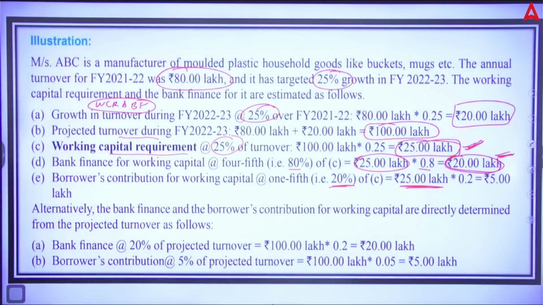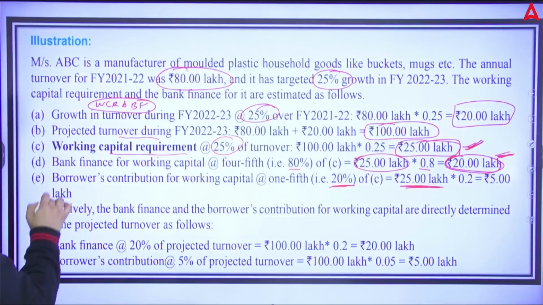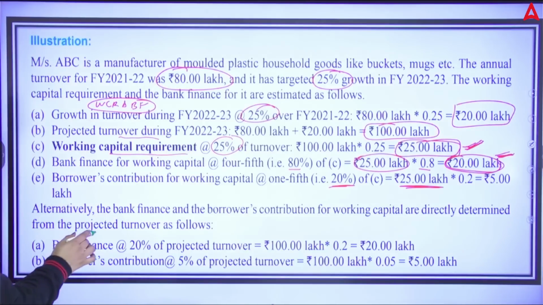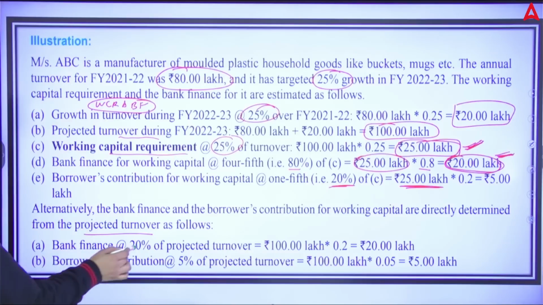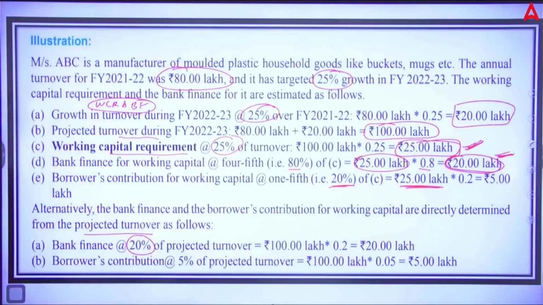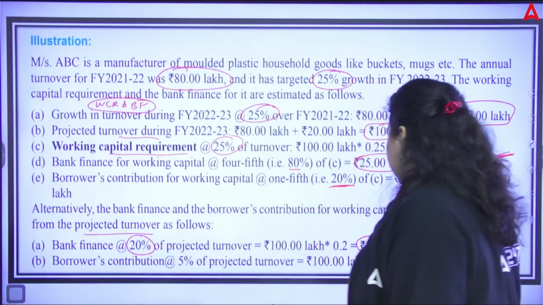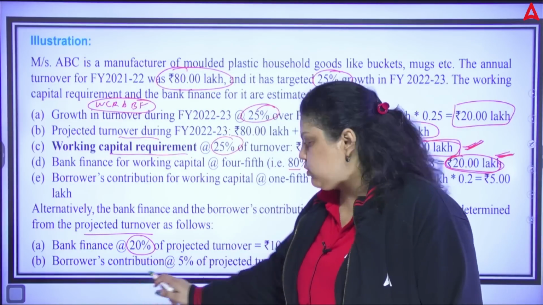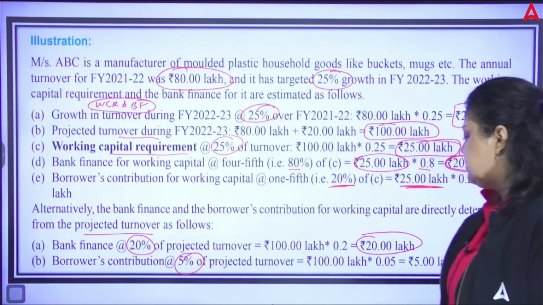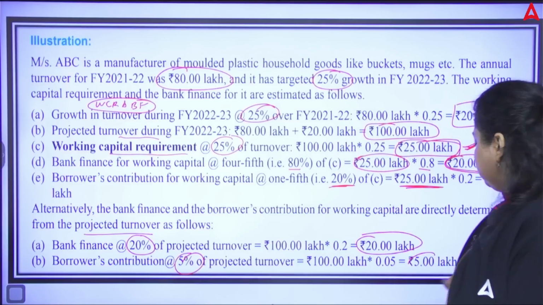Okay, so this is one method. The alternative, simple method is the turnover method: just calculate 20% of your turnover as your bank finance. So that will be 20 lakh. And the borrower's contribution will be 5% of your projected turnover, that is 5 lakh. So this is the turnover method.